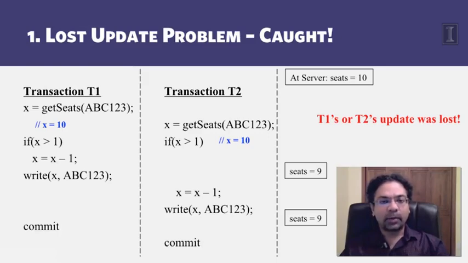Remember that a conflicting operation pair has to be a read-write or a write-write pair on the same object. So here's one example of a conflicting operation. Transaction T1 writes to the object ABC123, and transaction T2 reads from the object ABC123. Okay, so it gets seats. So this is a read-write pair on the same object ABC123.